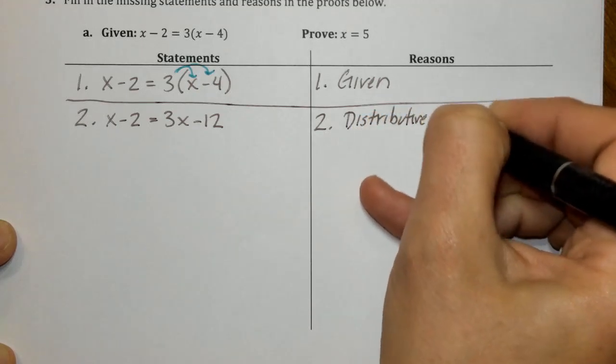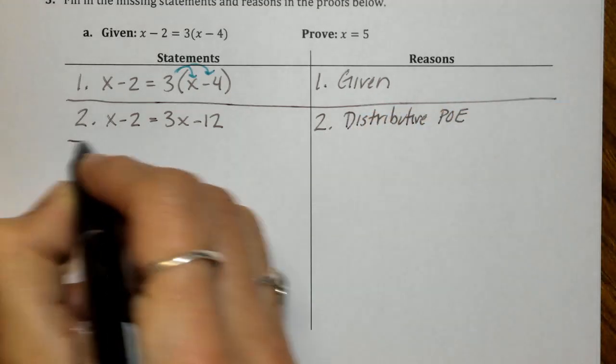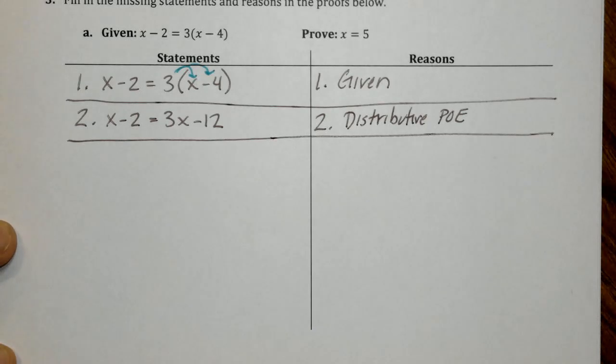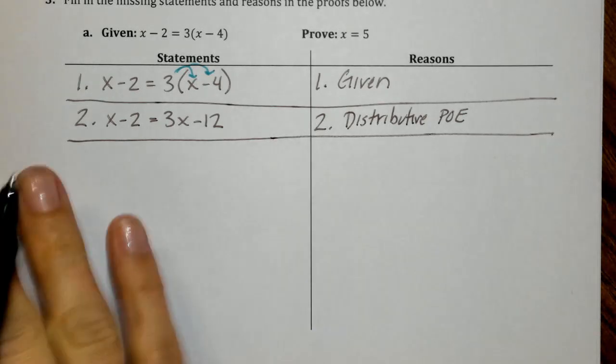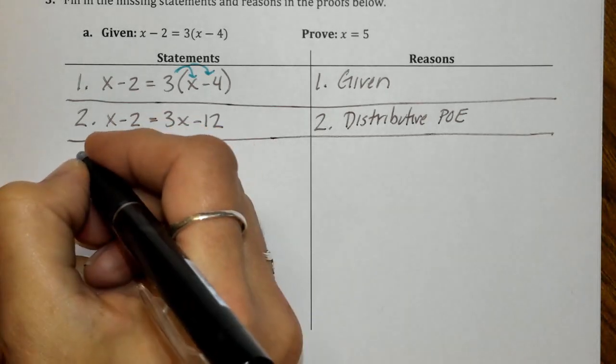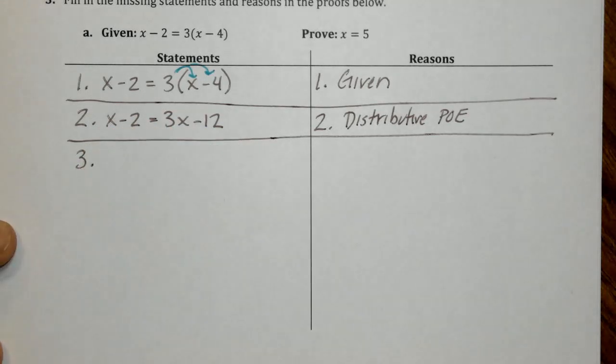Distributive property. And the lines are just there to make it a little more organized. You don't necessarily have to, but it makes it look a lot neater. All right, statement number 3, let's go ahead and take our next step.